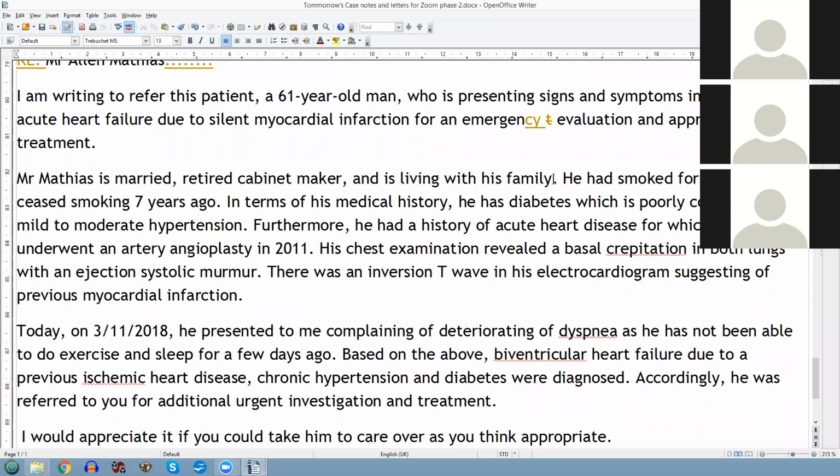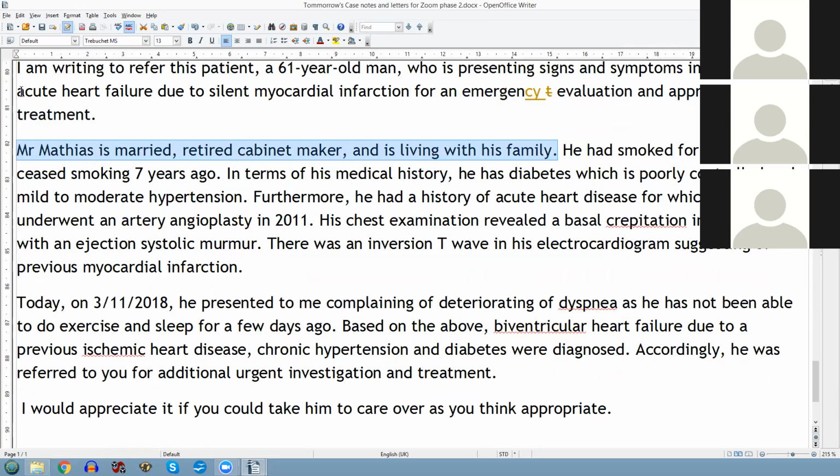Oh, right. What do we do? Why are you telling us this? He's a retired cabinet maker. He's married. He likes playing chess and watching sports on Saturdays. Do we need this? No. And even if we did, would we need it here? Don't think so. So that introduction is good, but then we have irrelevant detail that we do not need.